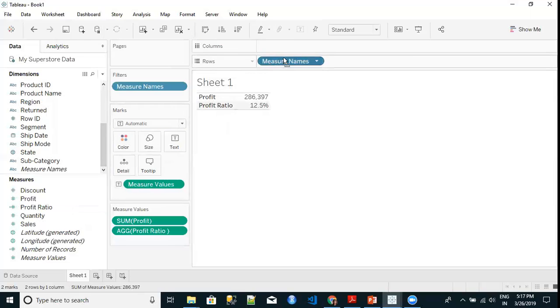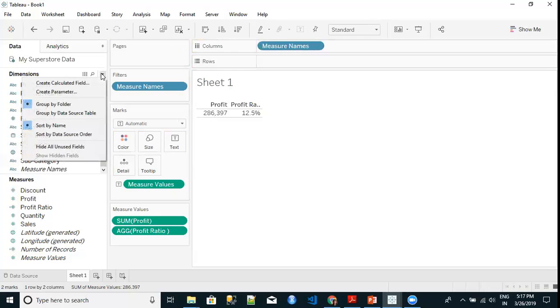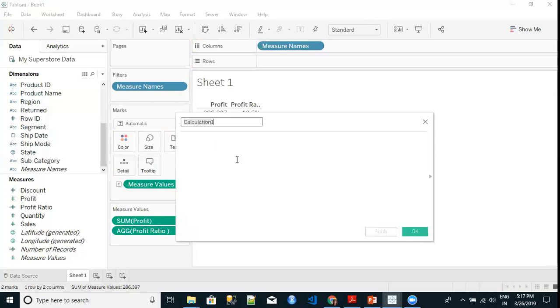By default, I'm getting this measure name, which has to be dropped in column because I need it one next to the other. Row is not good for me.